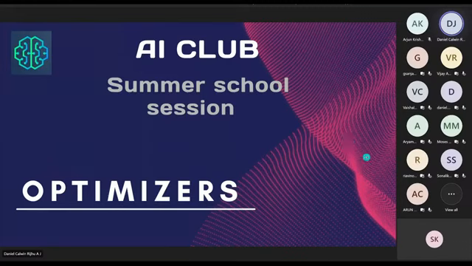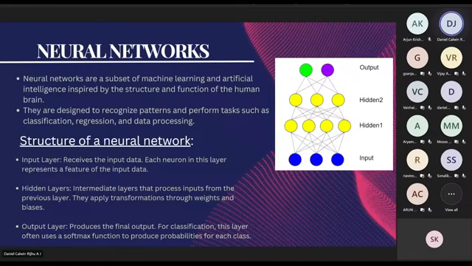We'll start off then. So, hi guys, it's me Daniel, and I'm going to take a session on optimizers today. Before diving into optimizers, we'll look into several other things which form the basics for that. So, the first one is going to be neural networks.